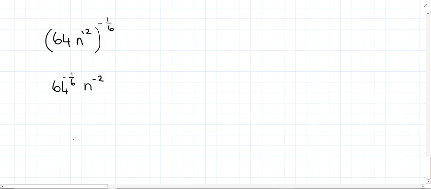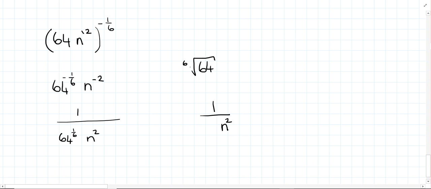Now, if I write that as 1 over 64 to the power of 1/6 n squared, then I've got the 1 over the n squared bit, I just need to work out the 64 part. So 64 to the power of 1/6 is the same as the 6th root of 64.